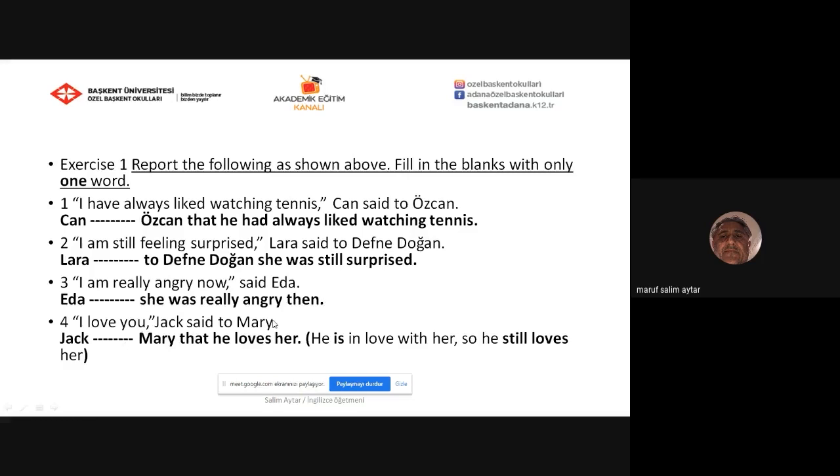I love you, Jack said to Mary. Jack told Mary that he loves her. Why do we still use loves but not loved? Because he is in love with her, so he still loves her. The action of loving is not something in the past. In this sense, you can use present simple as well.